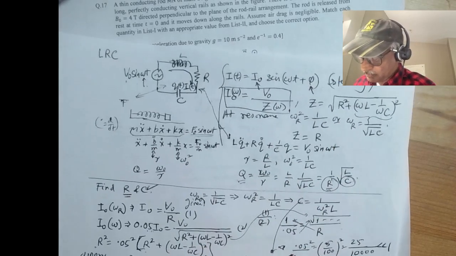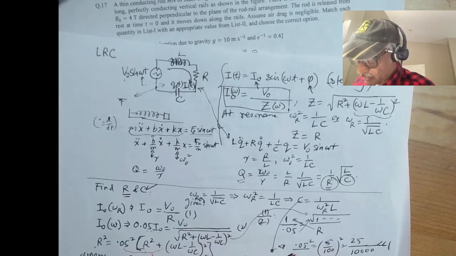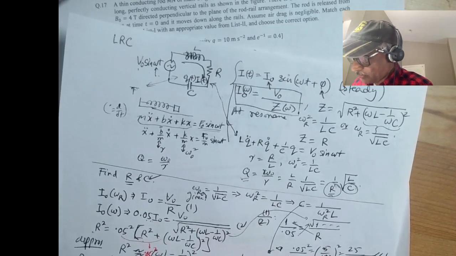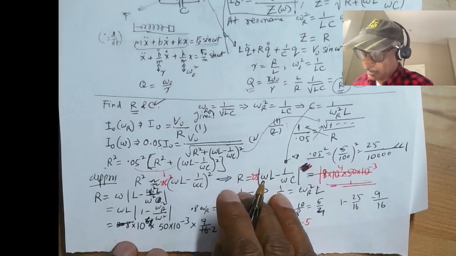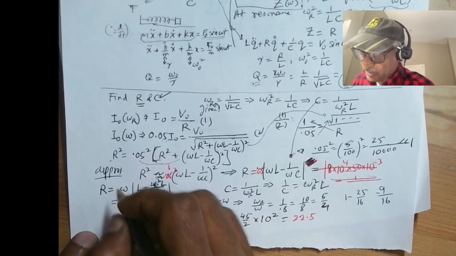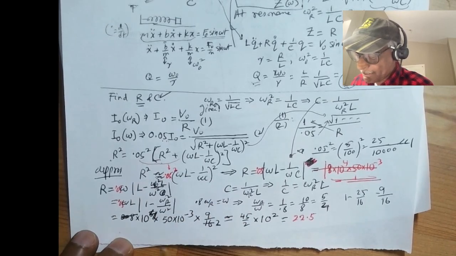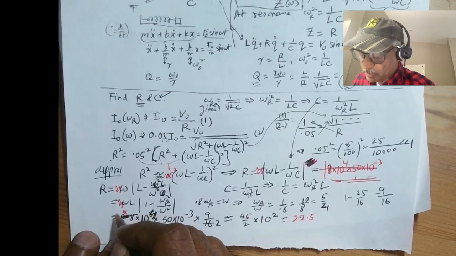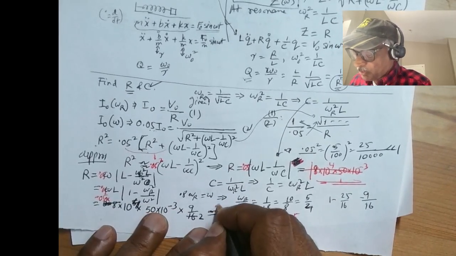I see some mistake here. I didn't carry it over here. 0.05 square, 0.05, 0.05, and so this is 0.05. So this is also times 0.05 times 0.05.